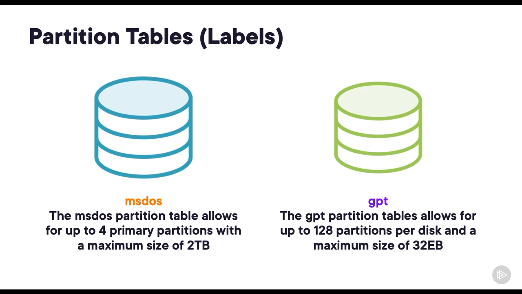When we look at its modern counterpart, the GPT or GUID partition table, the GUID partition table allows for a maximum of 128 partitions per disk, with a maximum size of potentially 32 exabytes. However, the number of partitions is really going to be controlled by your disk driver or the module you're using to access the disk, and the partition size is going to be limited by the file system that you are implementing.